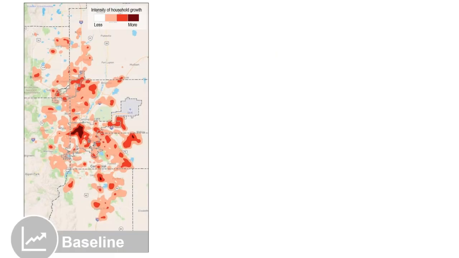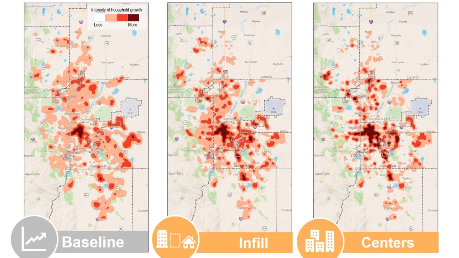So next slide. These just step through what that looks like, where the household growth is happening throughout the region in all scenarios. These maps illustrate where the most intense activity would be occurring. They do not reflect all of the growth, so there would be growth happening throughout the region. This is just showing areas where there'd be more intense growth. The darker the color, the more intense the growth.